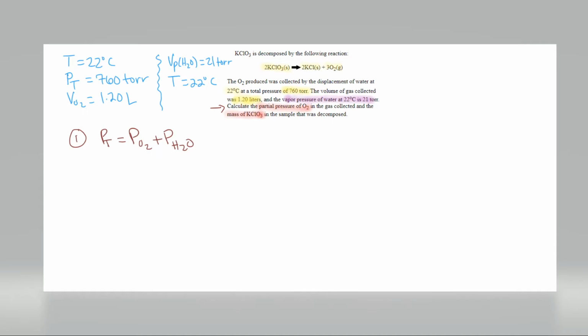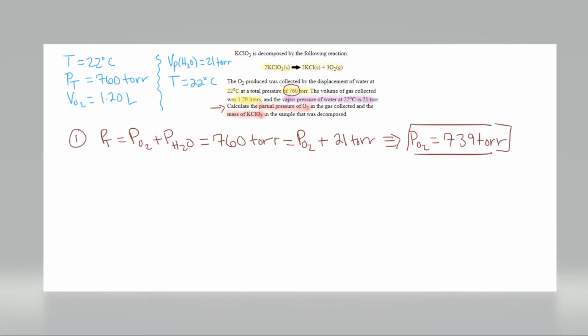Okay, so we know that the total is 760 torr, because it tells us in the problem right there. That is going to equal some unknown P oxygen, but we know that the pressure of water is given. It's 21 torr. So what does this give us? P oxygen must be 739 torr. Okay, so that is step one. We figured out its partial pressure, what it's contributing to the system.